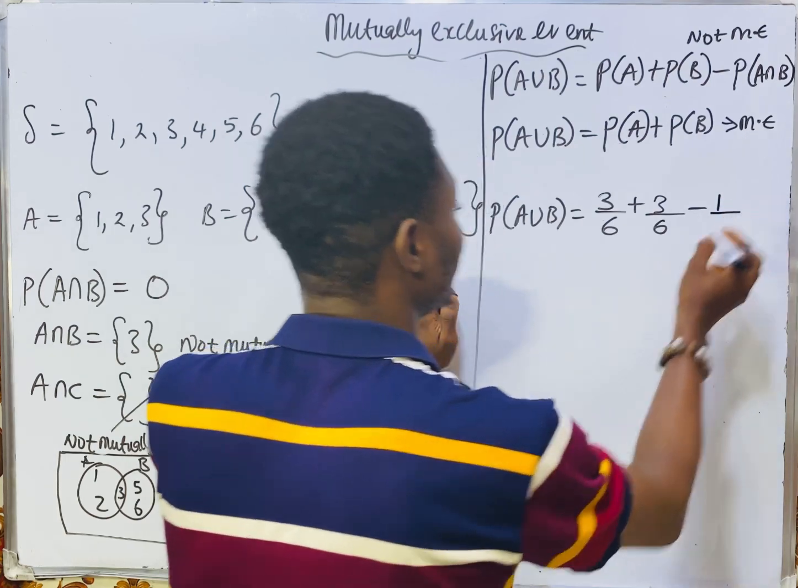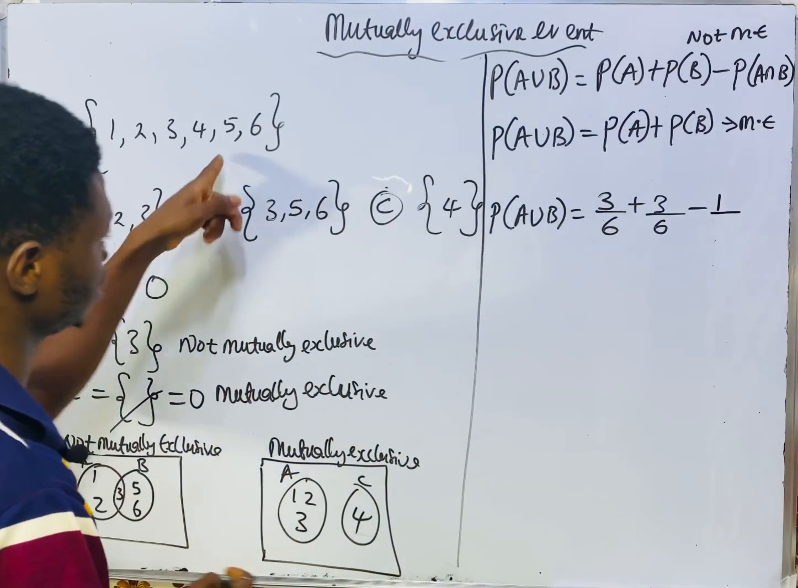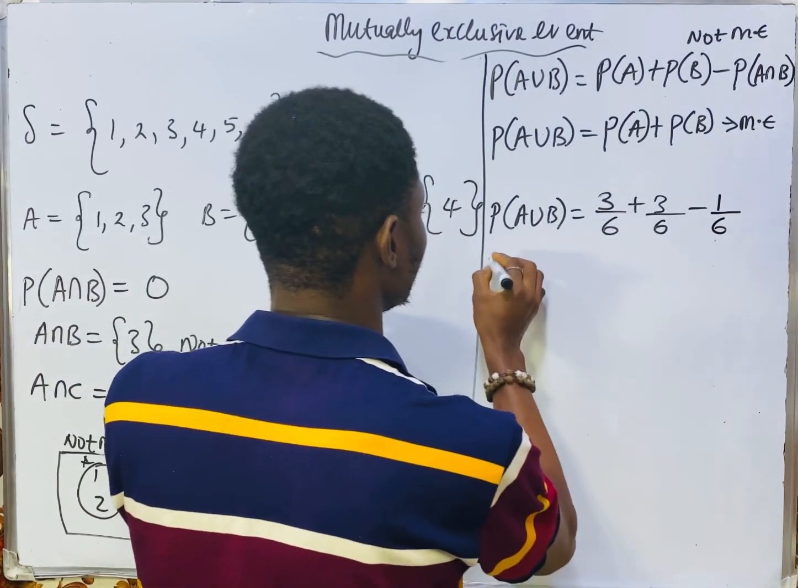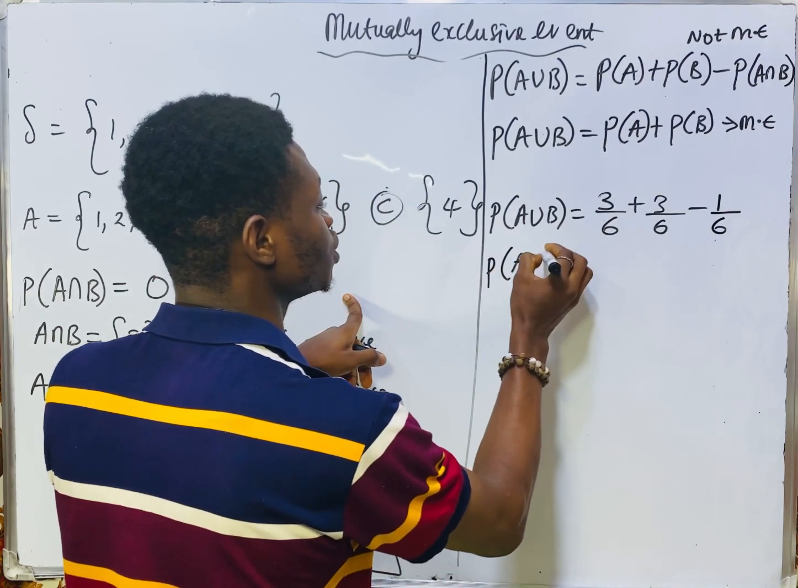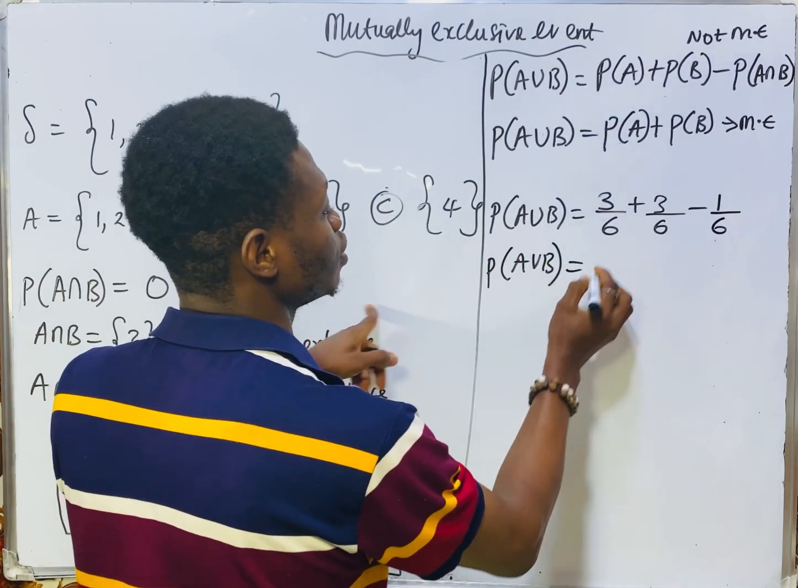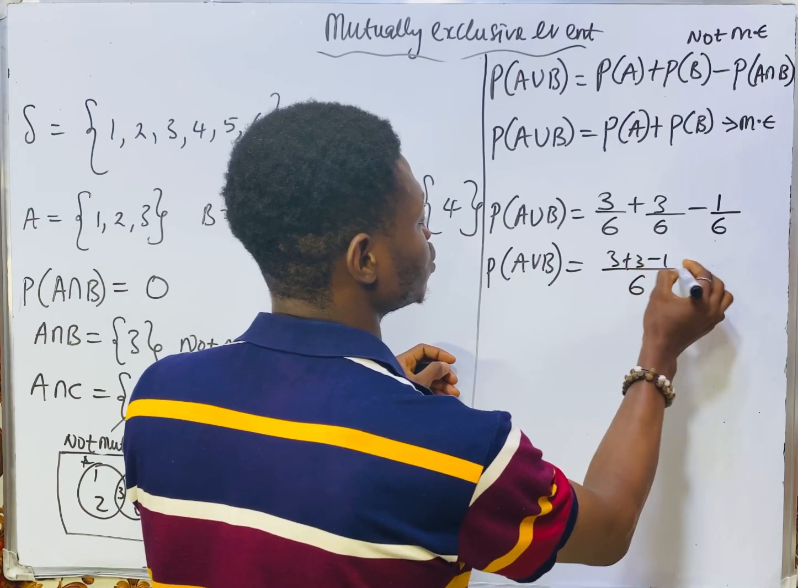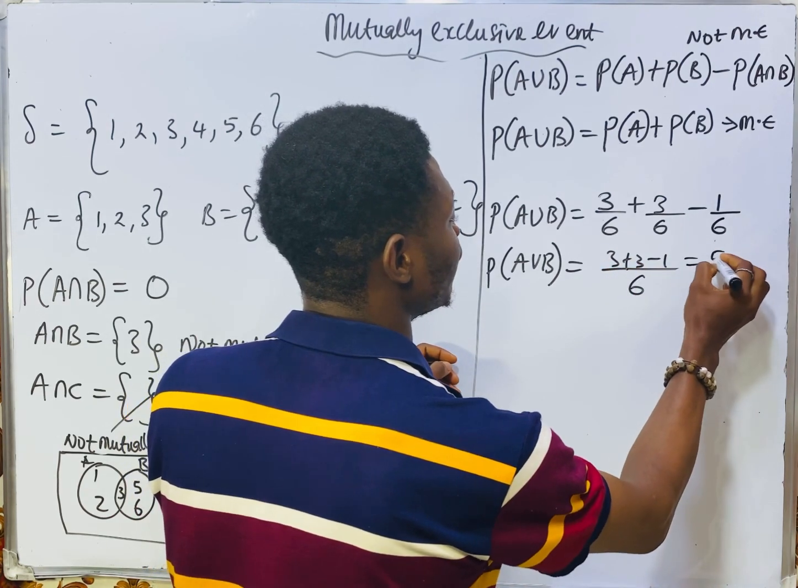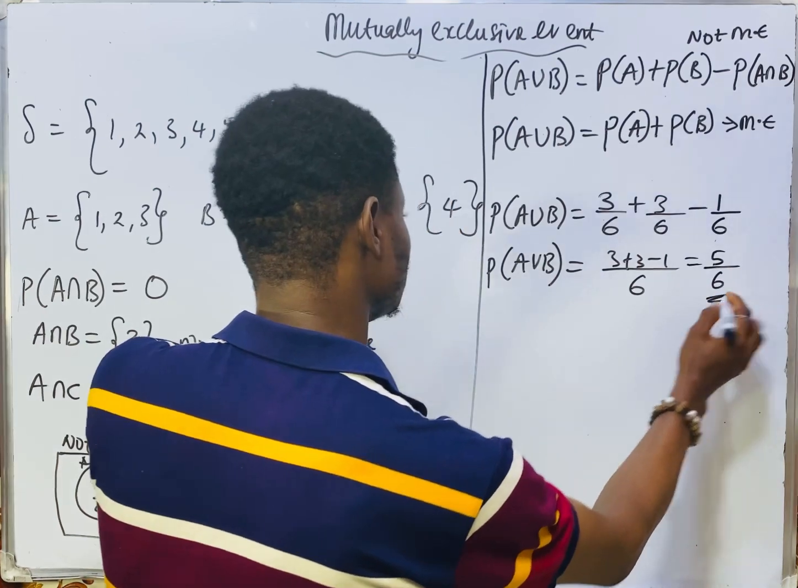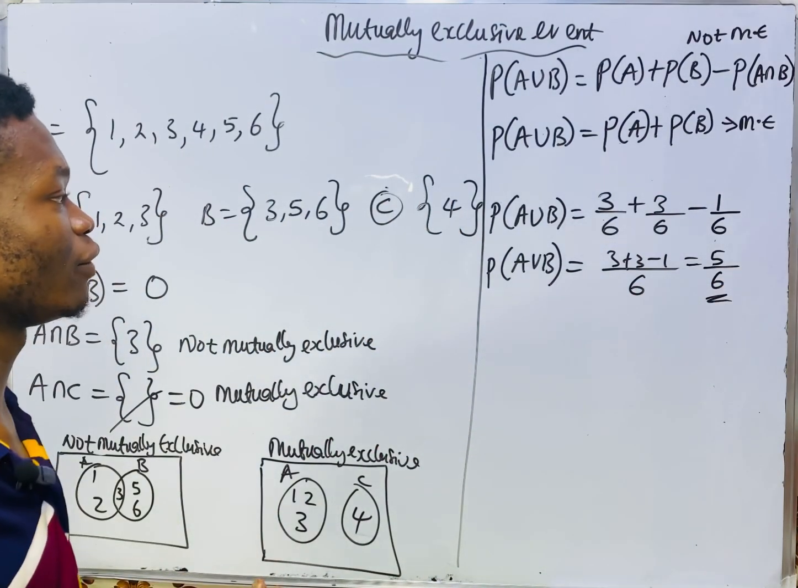So we are going to have 1 over the sample space, which is 6. So the probability of A union B is equal to, LCM is 6, 3 plus 3 minus 1, which will give us 5 over 6. So that's the probability of A union B.